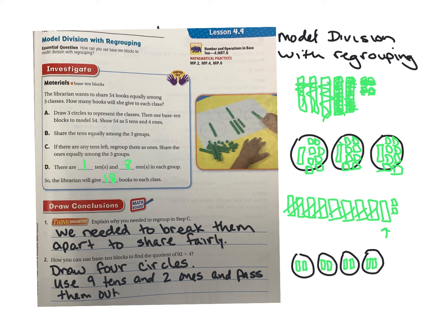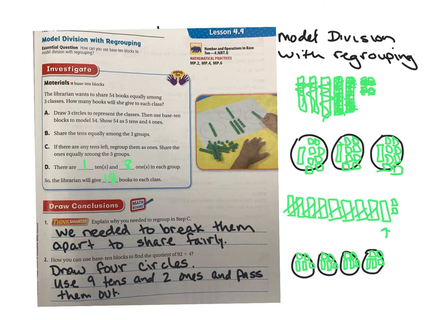Now I have 12 ones that I'm going to pass out fairly, and I'll just count them out. 1, oops, that's not going to work. There we go. 1, 2, 3, 4, 5, 6, 7, 8, 9, 10, 11, 12. Lands perfectly. Everything's fair. Everyone's happy.